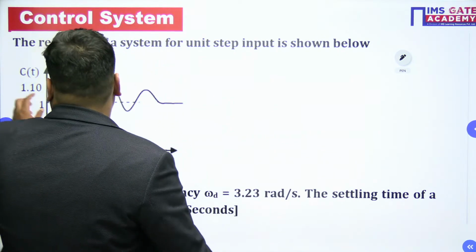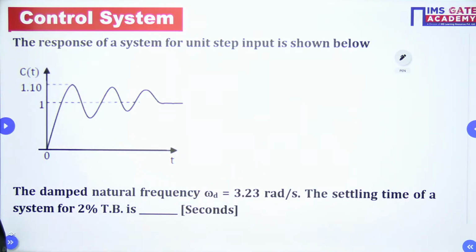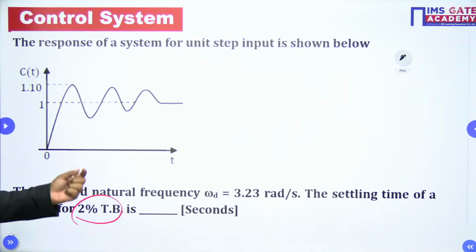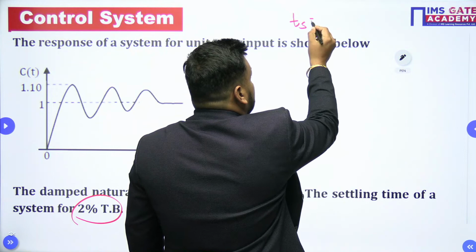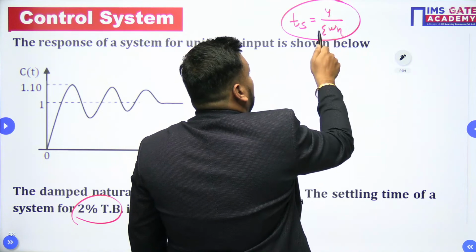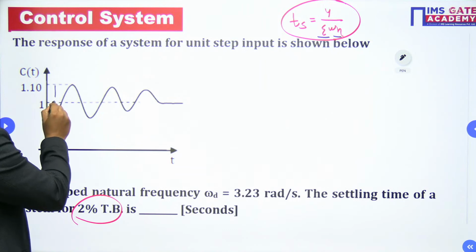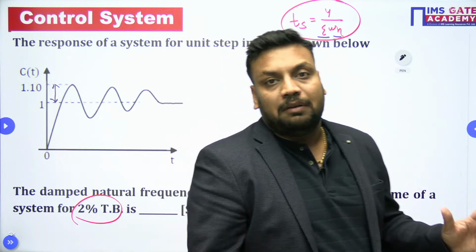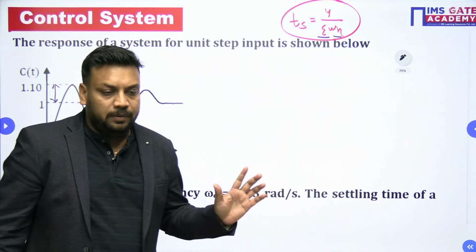Okay. So guys, C of t is given to you. The damped natural frequency omega d is also given. The settling time of the system for the 2% tolerance band is asked. So first of all, the settling time formula for the 2% tolerance band is nothing but Ts equal to 4 upon zeta omega n. Now students, here zeta and omega n are required. To calculate zeta, the examiner has indirectly given the maximum peak overshoot. So it is a 2 marks level question as far as the GATE exam is concerned. If such a question comes, the weightage will definitely be 2 marks.